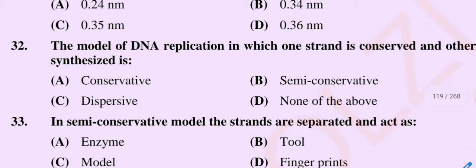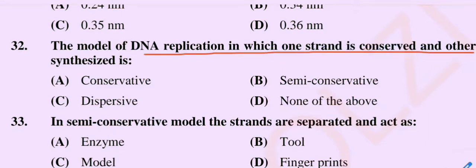Question number 32. The model of DNA replication in which one strand is conserved and the other is synthesized is called option A conservative, option B semi-conservative, option C dispersive, option D none of the above. So the correct option is option B semi-conservative.